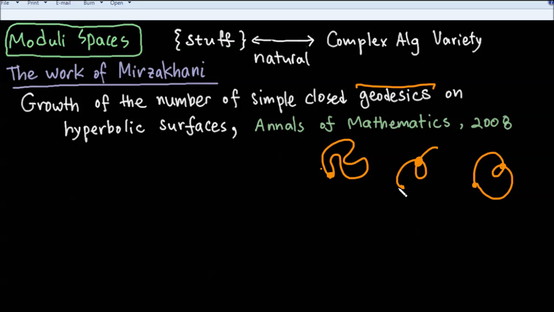Simple and closed is just a topological term. It doesn't require any metric. Geodesic requires a metric. And hyperbolic surface is the metric term. These are the surfaces that are biholomorphic to a Riemann surface with a constant curvature of -1. Okay, this work really represents her initiative toward the other works, and it was published in the Annals of Mathematics, 2008, which is one of the most prestigious journals in pure mathematics.